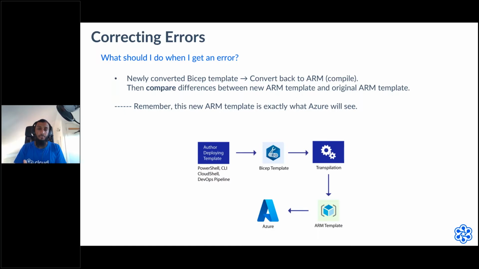Let's explain what's happening here. When you author a template, let's say you've authored your Bicep template, you deploy it through whatever means you like, PowerShell, the CLI, Cloud Shell, even through a DevOps pipeline using the ARM template task.